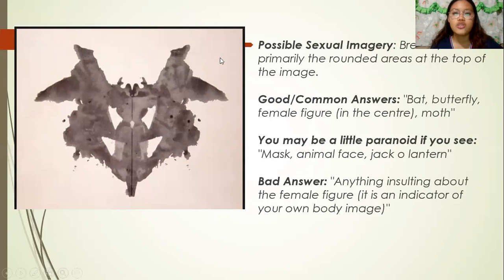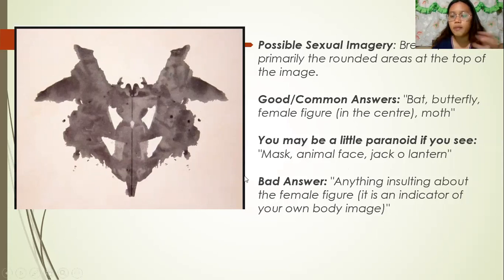So another good or common answers maybe bat, butterfly, or female figure in the center, or a moth. But if you see a mask, an animal face, a jack-o'-lantern, or a lantern, it is indicated that you may be a little paranoid. Another bad answer might be anything insulting about the female figure. It is an indicator of your own body image.